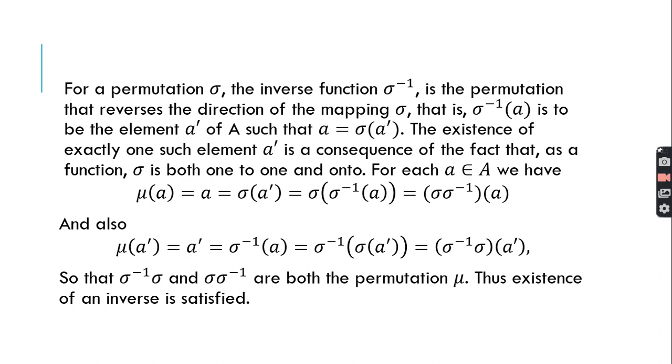In other words, when we perform permutation multiplication on a specific permutation sigma and its inverse, which is inverse sigma, we will get the identity element.